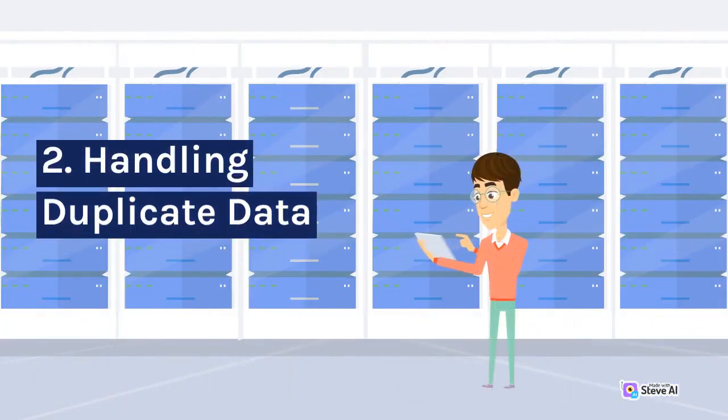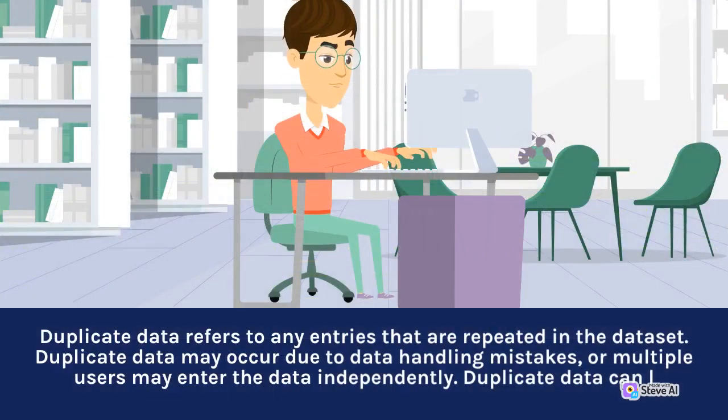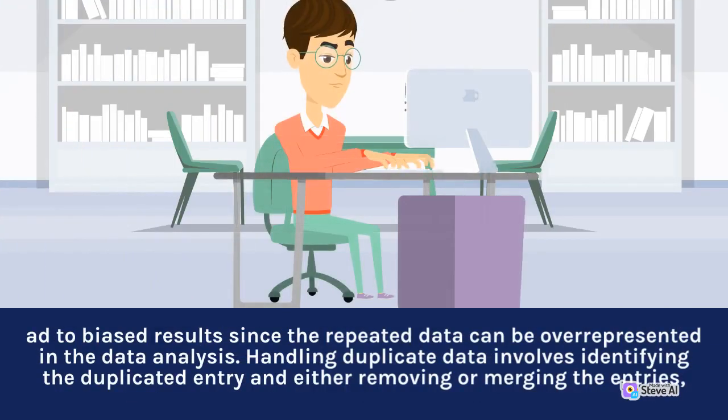2. Handling duplicate data. Duplicate data refers to any entries that are repeated in the dataset. Duplicate data may occur due to data handling mistakes, or multiple users may enter the data independently. Duplicate data can add to biased results since the repeated data can be overrepresented in the data analysis. Handling duplicate data involves identifying the duplicated entry and either removing or merging the entries.